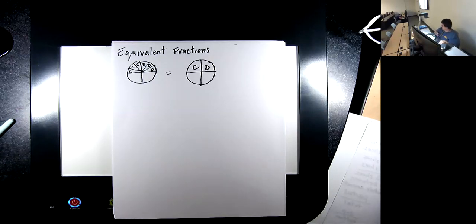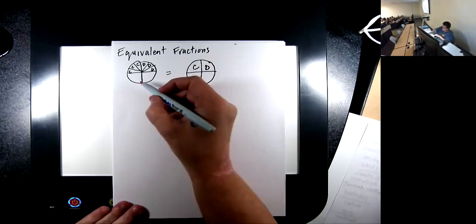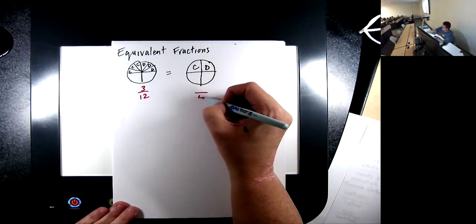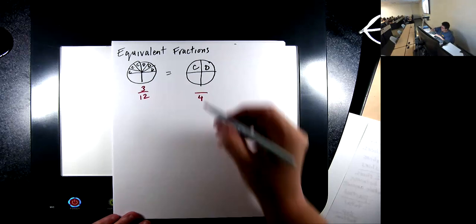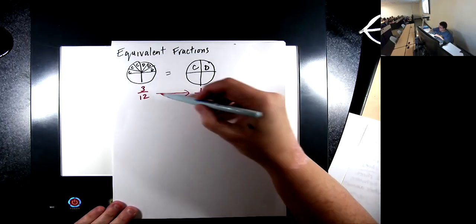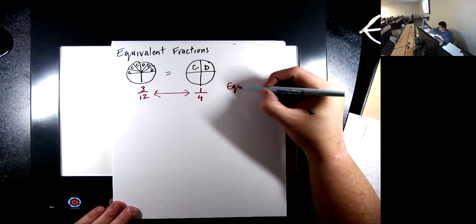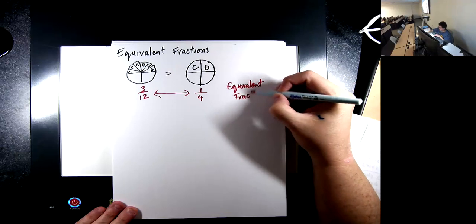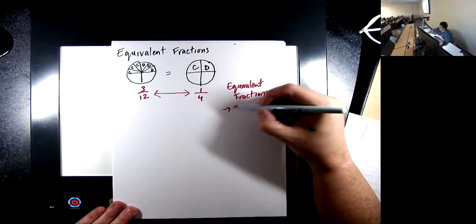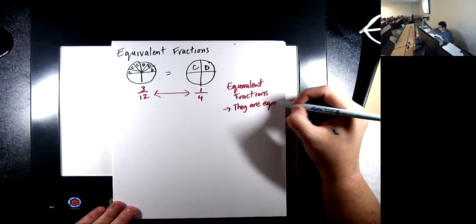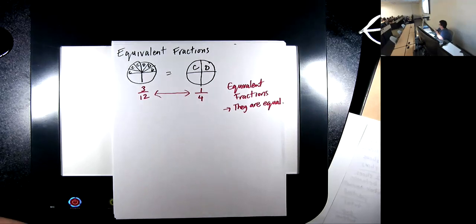Well, over here, these were 3 out of 12 for both of us. If we look at this, the total number of pieces here is 4, and we've each had 1. These are called equivalent fractions. They are equal. We're talking about the same quantity of pizza.